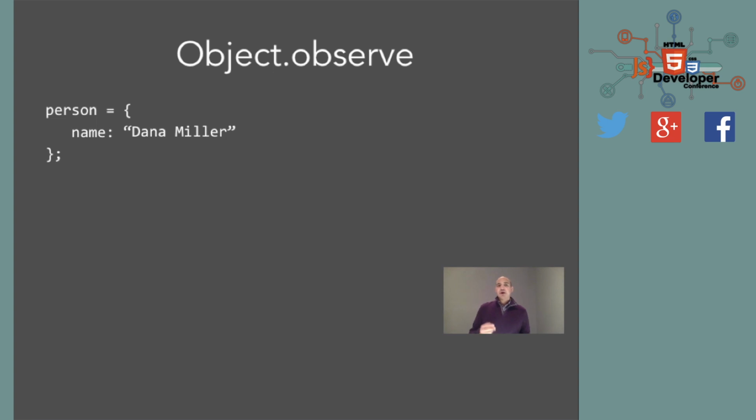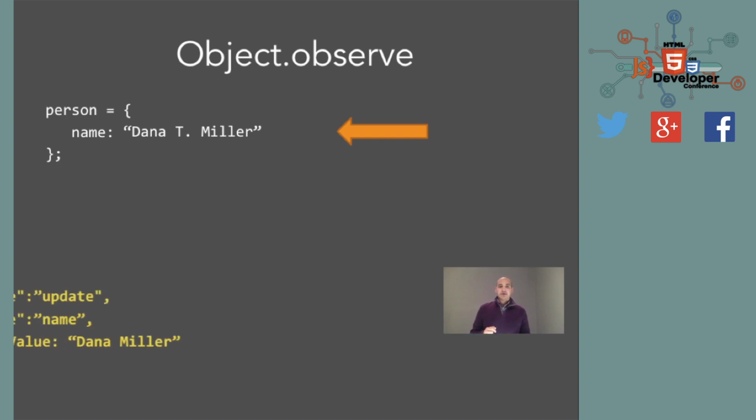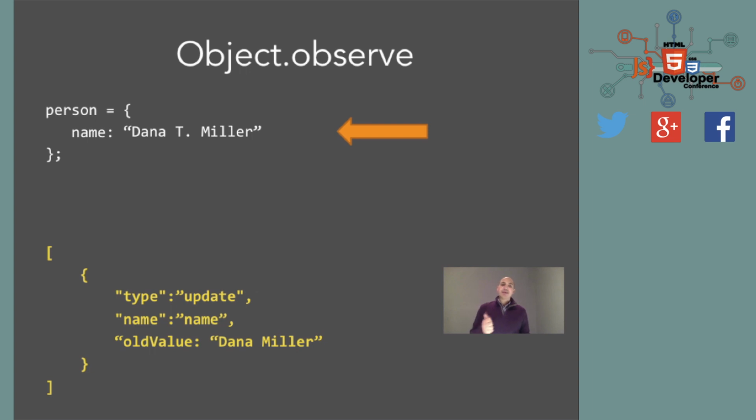So if we come along and we decide to change Dana Miller's name to Dana T. Miller and include the middle name, be a little verbose, we're going to get an array of changes. And the first change says what type of change it is. It's an update. It says what property has been updated, and it also gives us the old value.